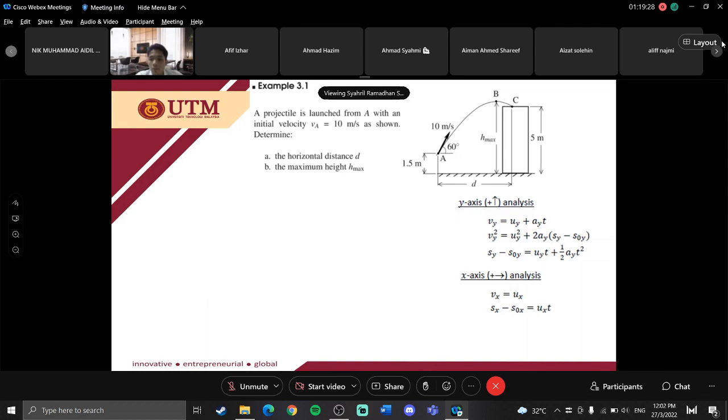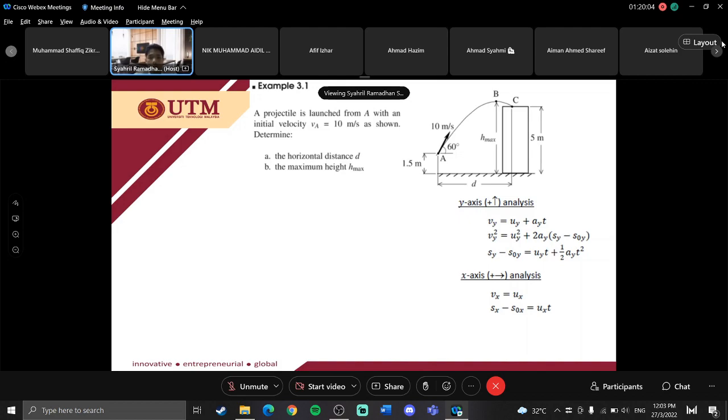So guys, let's continue to the first example. Are you there? Yes, doctor. Okay, so we have example 3.1. For those who have the book, you can refer to this example. As I mentioned, I hope everyone can buy the books so that you can do the revision properly. All right, so this is example 3.1.